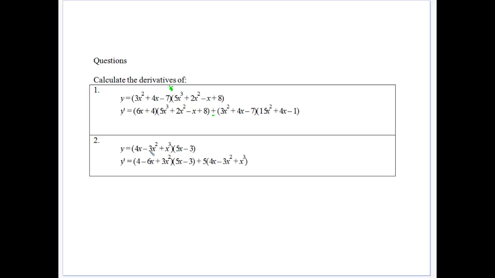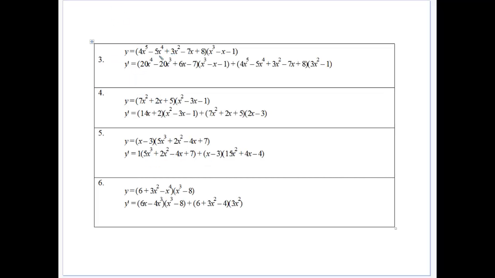So what do we get for the next one? So we derive the first, multiply by the second, and then keep the first, and then multiply by the derivative of the second, but I've put that in front there. Just instead of putting it times 5, put the 5 in front. Doesn't matter what order we get it in. So derivative of 5x minus 3 is 5.